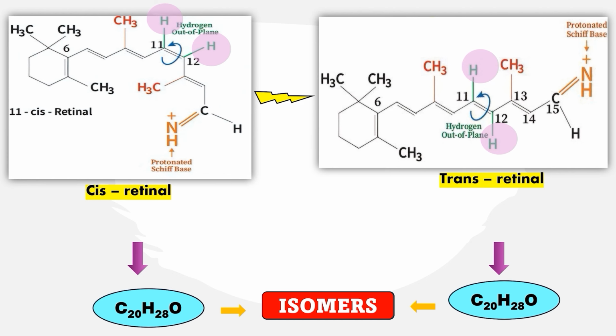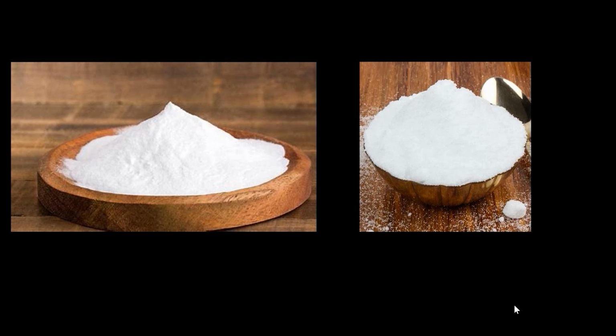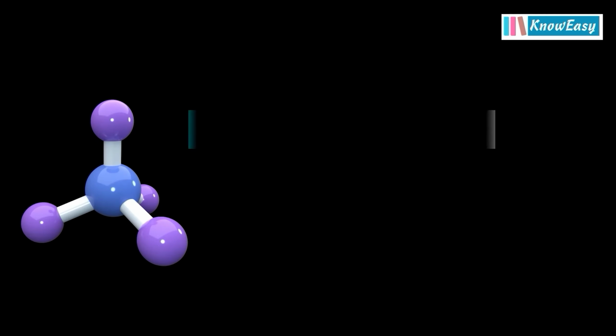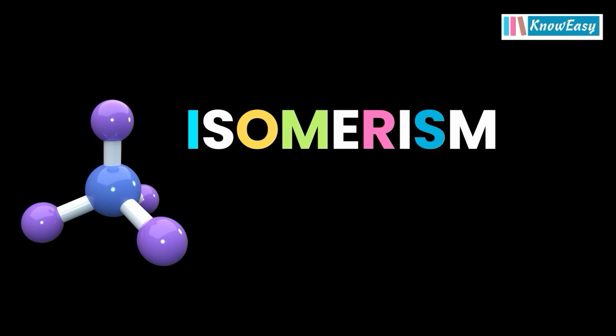Now, in this lecture, we will understand what exactly isomerism is. Here, you can see two powder forms. They are looking similar. Even both have same molecular formula, that is C6H12O6. But the first one is called as the glucose and the second one is called as the fructose. Such compounds which have same molecular formula but different physical or chemical properties are known as the isomers. Isomerism.